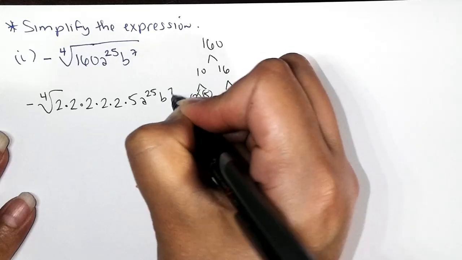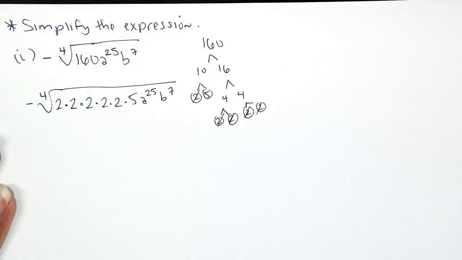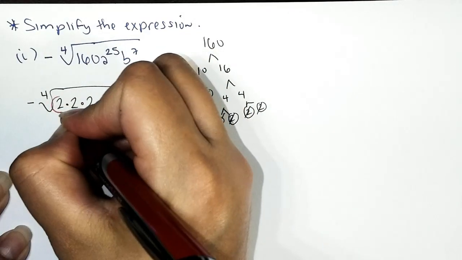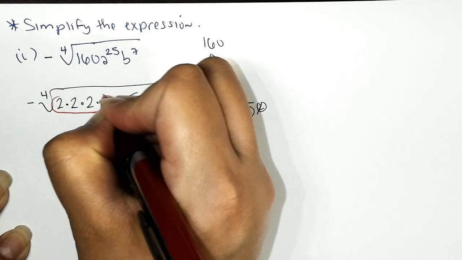So a, b, fantastic. The index is 4, so we want to make our groups of 4. If you want to be in this group, you've got to wear the same suit. So we have 1, 2, 3, 4.